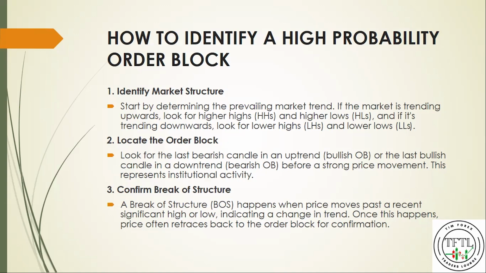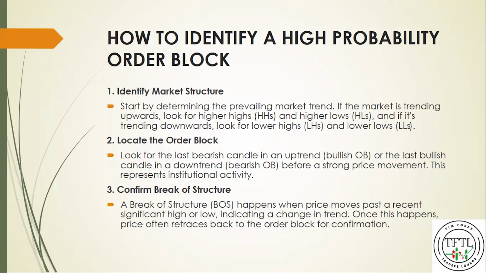Then number two, locate the order block. Very important. Look at the last bearish candle in an uptrend. That is a bullish OB or bullish order block. Or the last bullish candle in a downtrend, and that forms the bearish order block before a strong price movement. We have to identify these order blocks before a strong price movement, or before we have what we call institutional sponsorship. This represents the institutional activity.